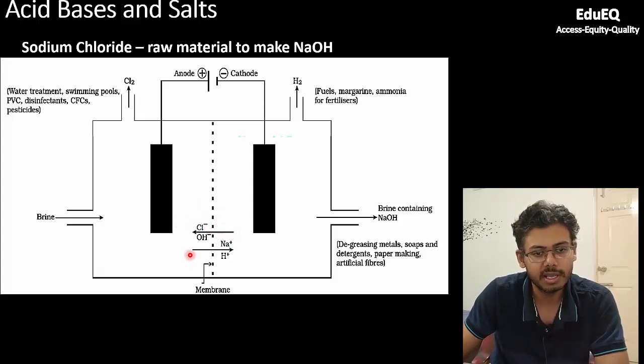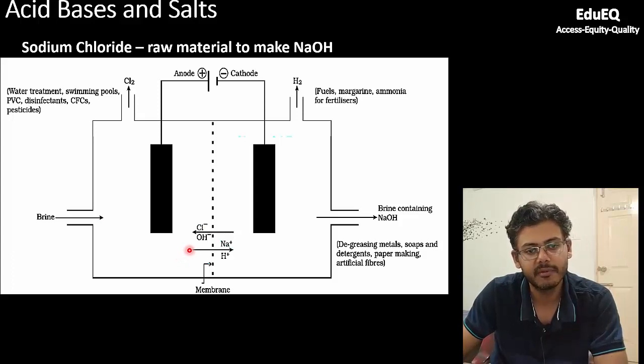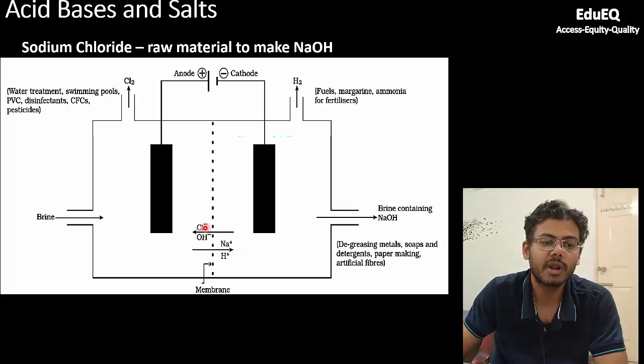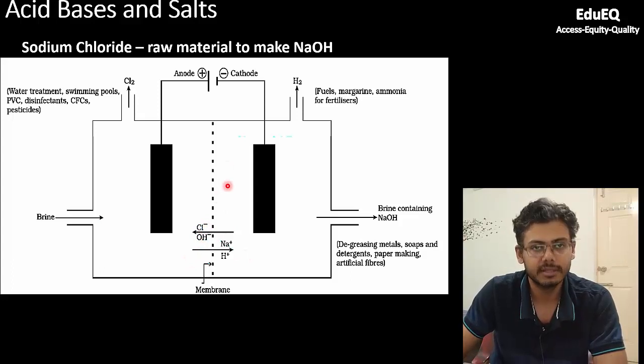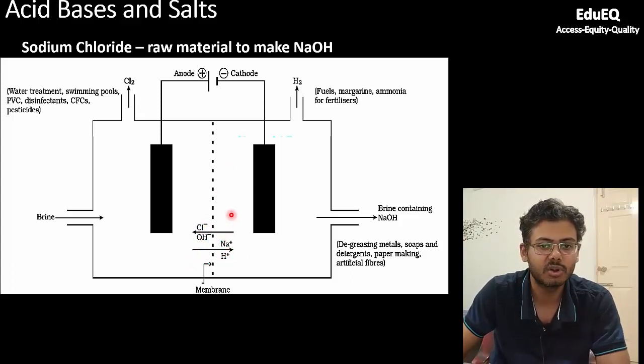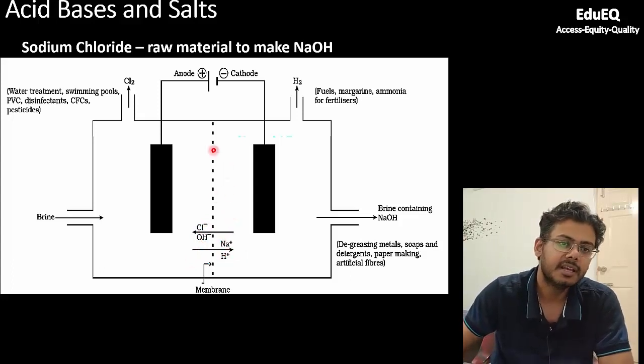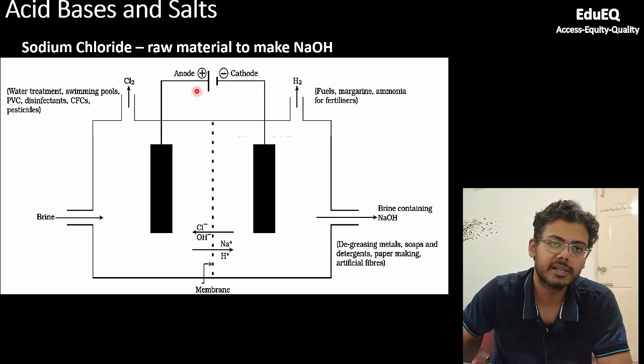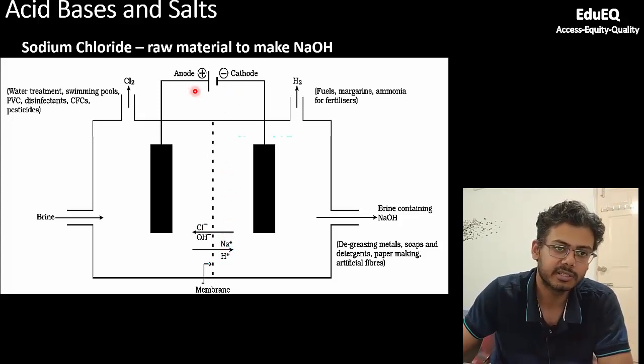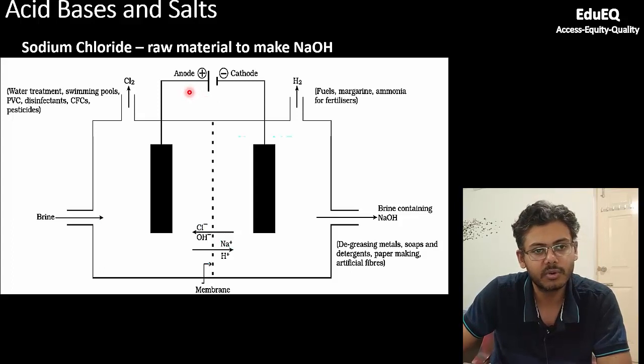So you see, only sodium and hydrogen, or positive cations, will be able to pass through this membrane into the cathodic chamber, but it will not allow the movement of chloride or hydroxide anions into this chamber. So this is the property of this membrane, and that is why it's also called a membrane process.